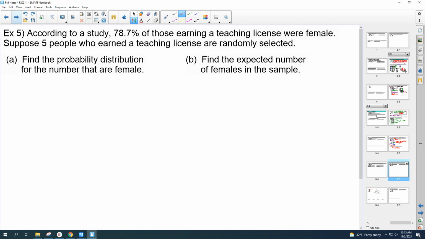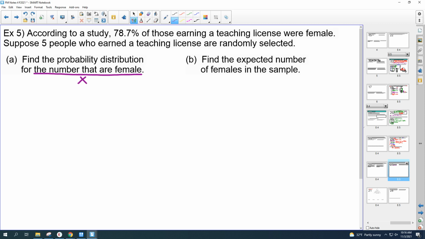Number 5. According to a study, 78.7% of those earning a teaching license were female. Suppose 5 people who earned a teaching license are randomly selected. Find the probability distribution for the number that are female. What's the random variable? What are we finding the number of? Like how many, how many what? We want to know how many females, okay? So you need to be able to identify the variable because you have to know how many we're looking for.